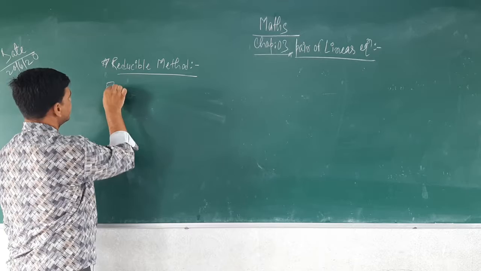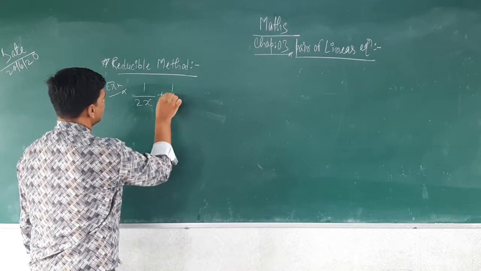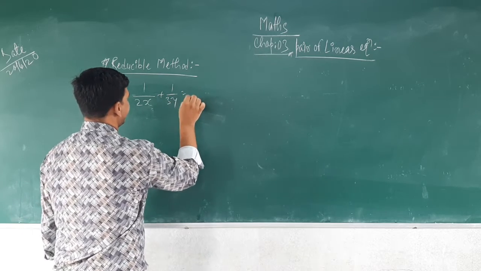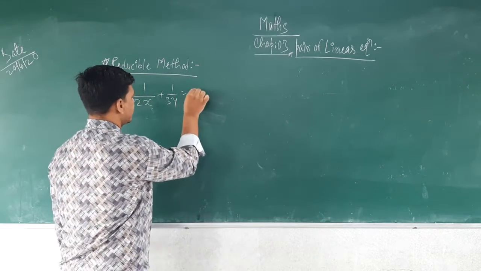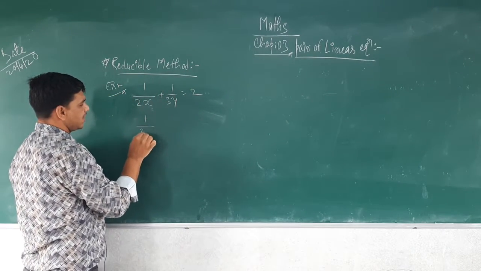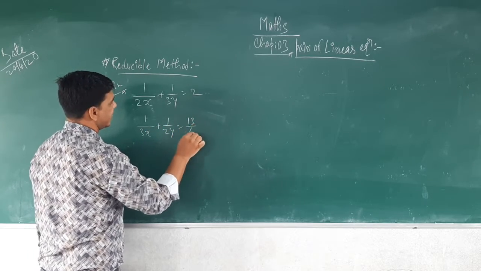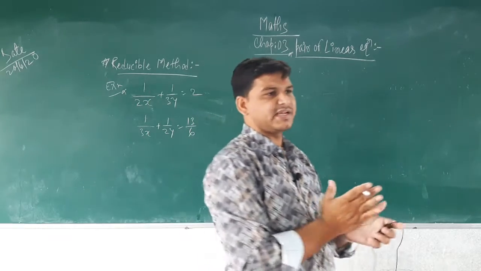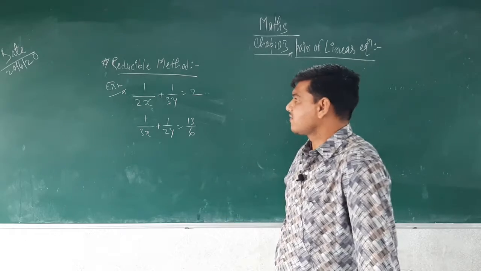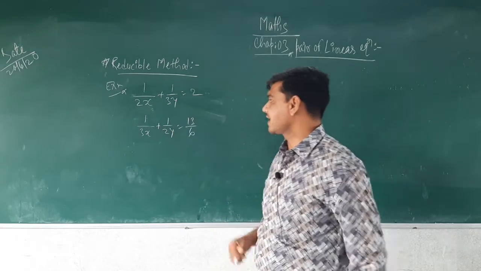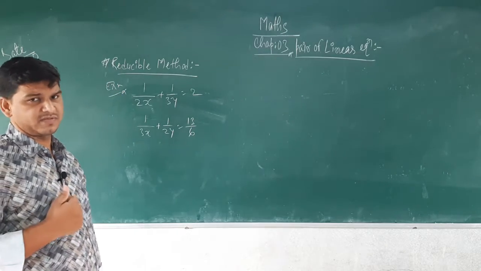For example, 1 upon 2x plus 1 upon 3y is equal to 2. And another equation, 1 upon 3x plus 1 by 2y is equal to 13 by 6. These two linear equations are given. 1 upon 2x plus 1 upon 3y is equal to 2. 1 upon 3x plus 1 upon 2y is equal to 13 by 6. So how can we solve these questions?